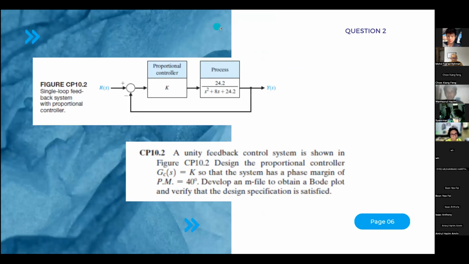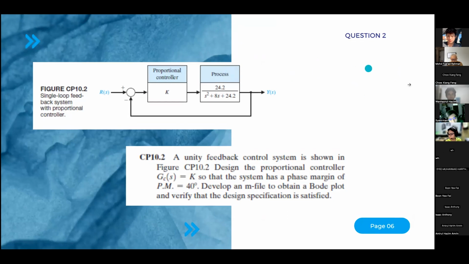Yes, thank you, Fazli. For question 2, this is the question. From the question, we have to search for the K using the phase margin of 40 degrees.